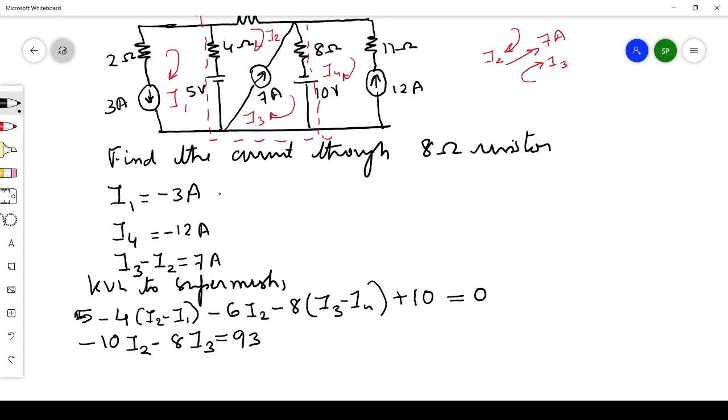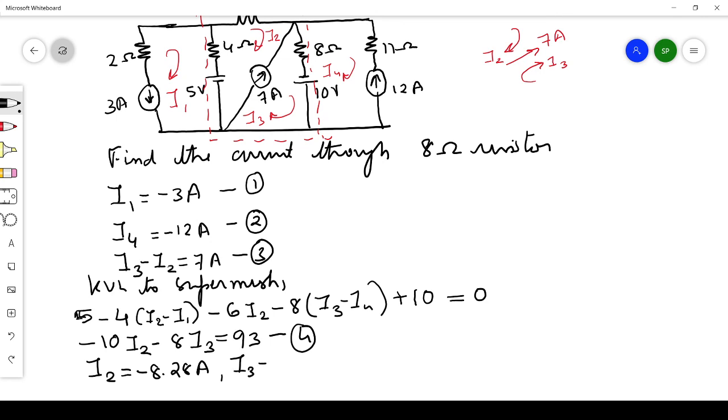Let me name this equation 1, this equation 2, this equation 3, and this equation 4. Out of these 4 equations, 2 quantities, I1 and I4, are already known, so we need only 2 equations to solve for the remaining variables. We can solve for I2 and I3 by substituting for I1 and I4. Solving, you'll get I2 as 8.28 amperes and I3 as minus 1.28 amperes. And what is asked in the question: find the current through the 8 ohm resistor.